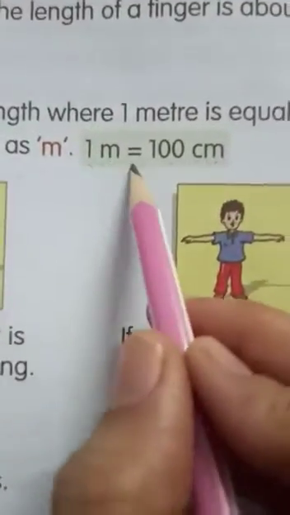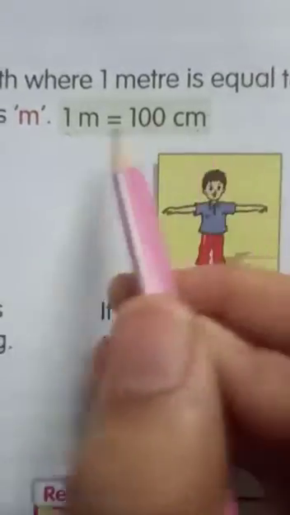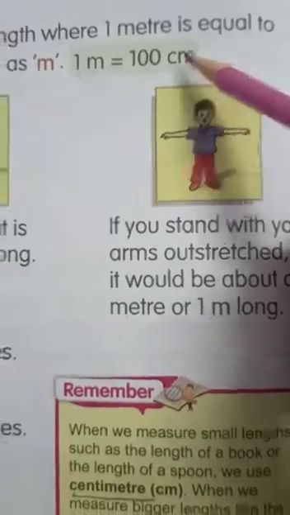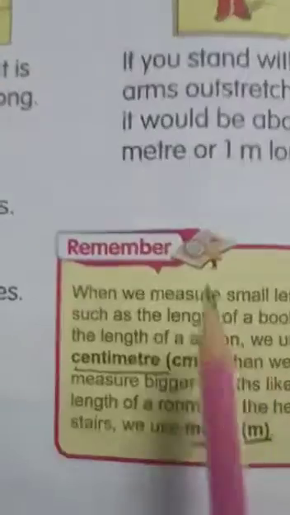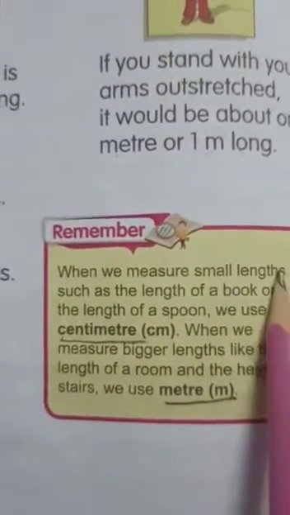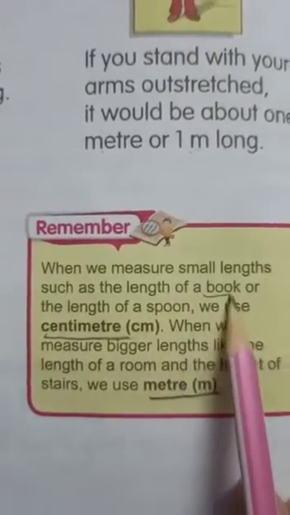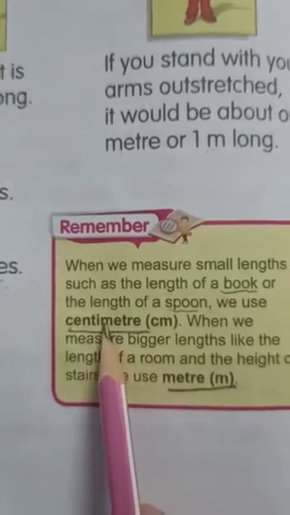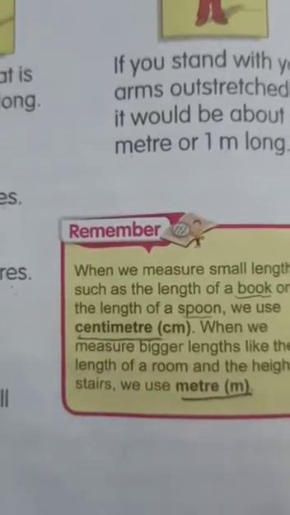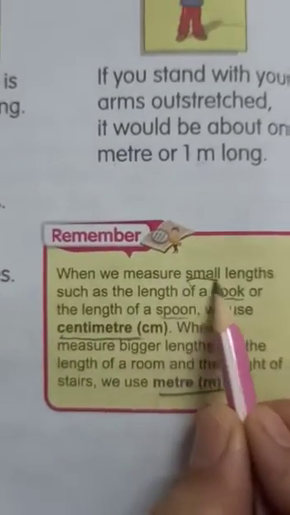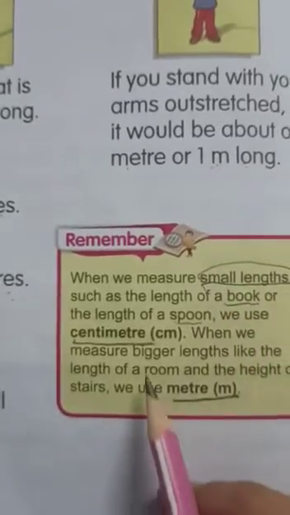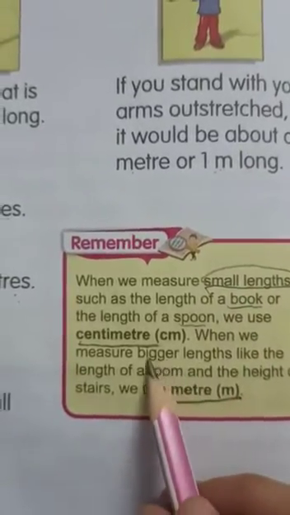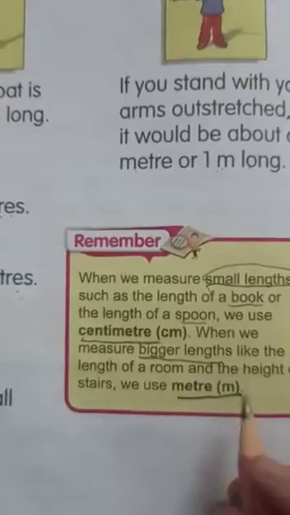And 1 meter is equal to 100 centimeters. And children, when we measure small things, that is length of a book or length of a spoon, we use centimeters. As I told you, centimeter is used to find the small length, and meters are used to measure bigger length. Okay.